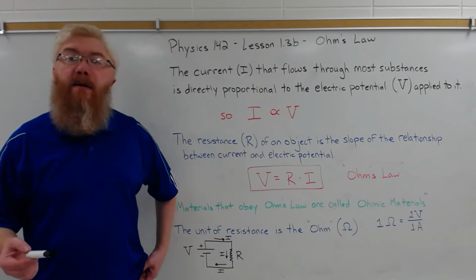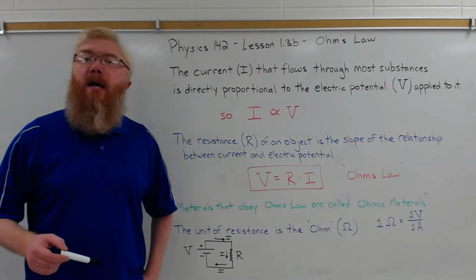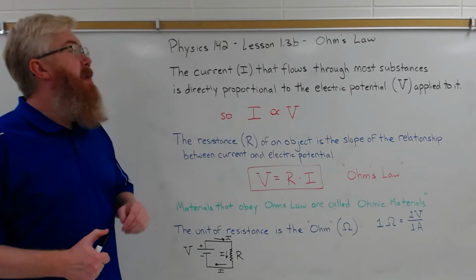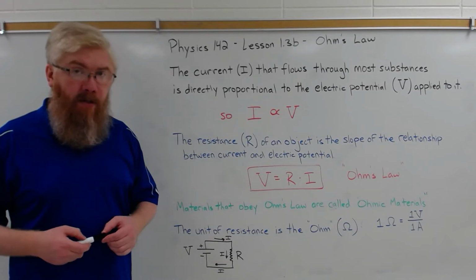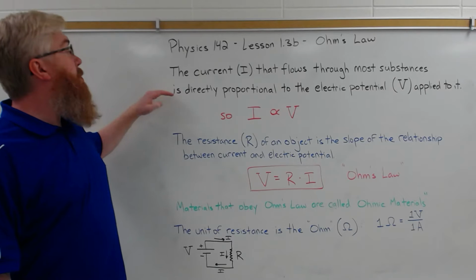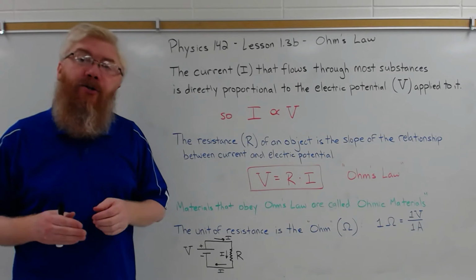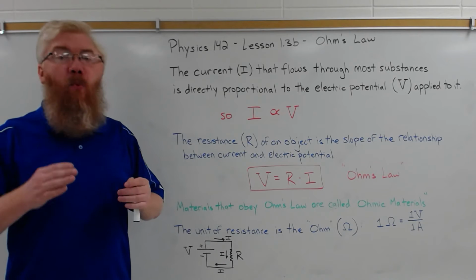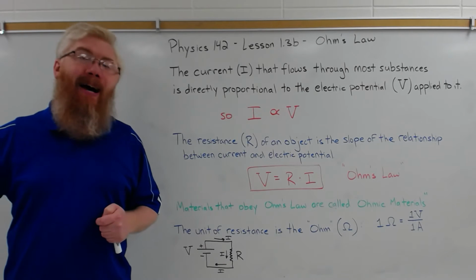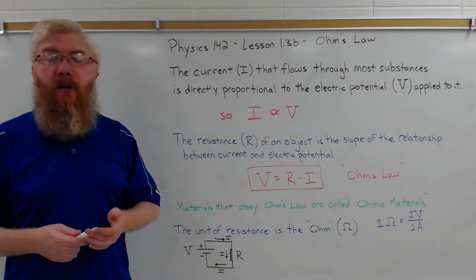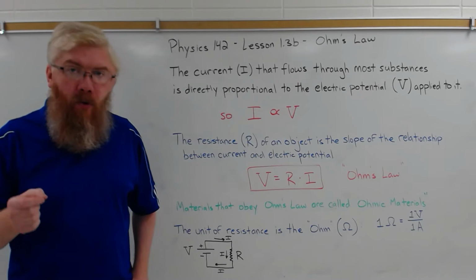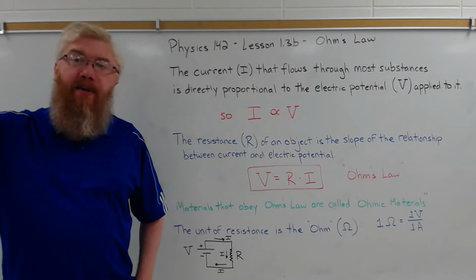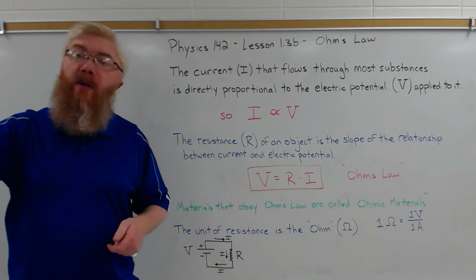We're going to extend our discussion of current by talking about how current flows through objects. Now, the current that flows through most substances, especially conductors, is directly proportional to the electric potential applied across it. Again, electric potential is when you set up one side of a conductor to a high potential and the other side to a low potential. Positive charge wants to move, and we pretend the positive charges move. Positive charge moves from high potential to low potential. Think of it like rolling downhill.